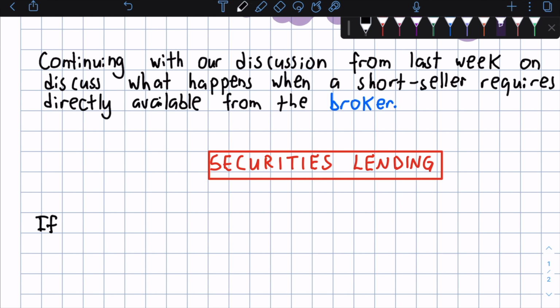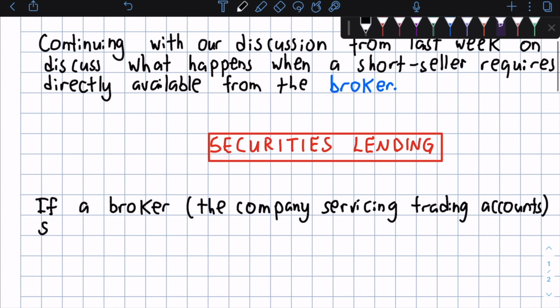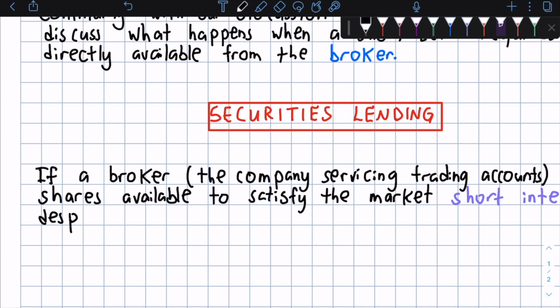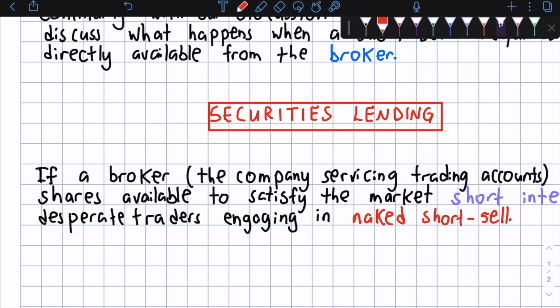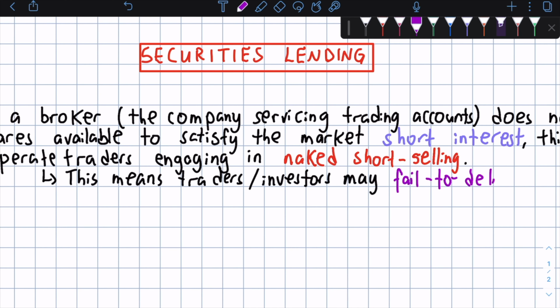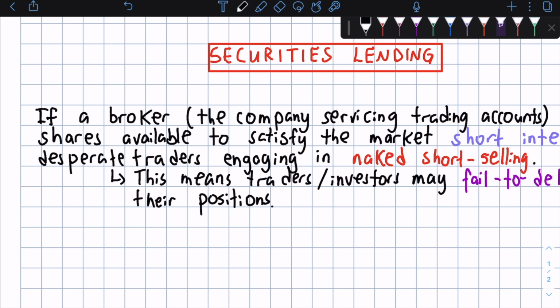So let's start by talking about securities lending. If a broker, which is the company that services trading accounts, does not have the shares available to satisfy the market short interest, as it's called, this may lead to desperate traders engaging in what's called naked short selling. Again, check out last week's video if you don't know exactly what this is. This means that traders and investors may actually fail to deliver the shares when they're covering their positions, and this could be a real issue in the market.